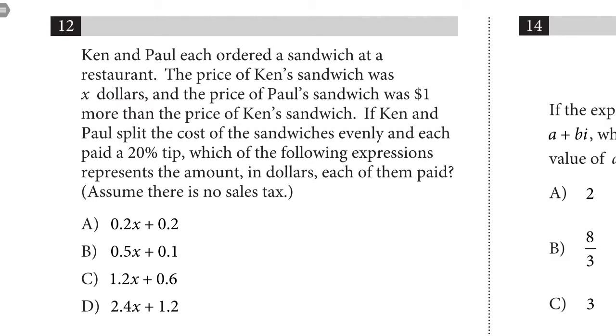Ken and Paul each ordered a sandwich at a restaurant. The price of Ken's sandwich was X dollars, and the price of Paul's sandwich was $1 more than the price of Ken's sandwich. If Ken and Paul split the cost of the sandwiches evenly, and each paid a 20% tip, which of the following expressions represents the amount in dollars each of them paid?